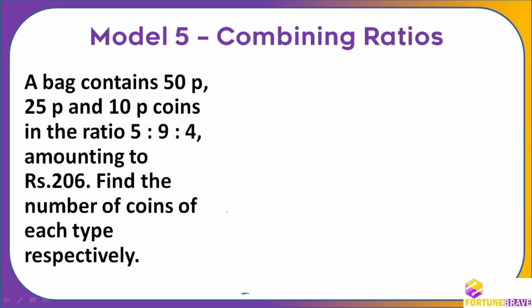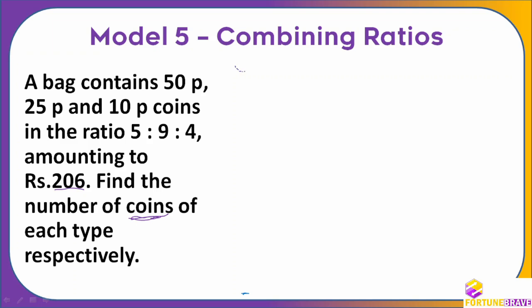Now this is very interesting and it has appeared 2-3 times, so you should be very careful of this question. A bag contains 50 paisa, 25 paisa and 10 paisa coins in the ratio 5:9:4 amounting to rupees 206. Find the number of coins of each type respectively. So you have to find the number of coins of each type. Now what is given here? This is a very interesting question and it will throw light on a lot of information. So we will try to understand.